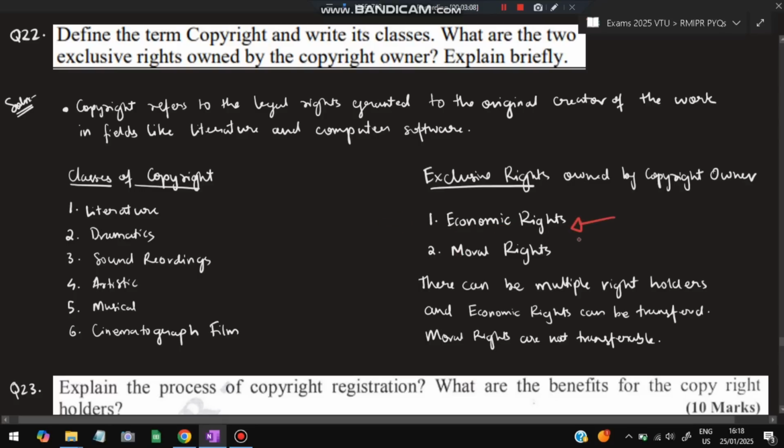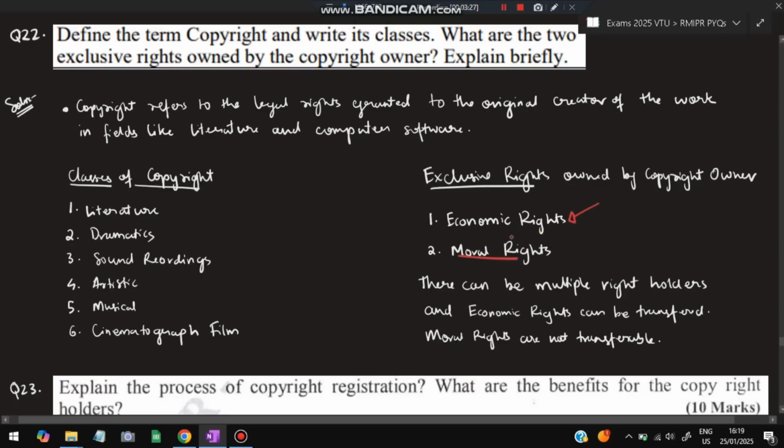So what do financial benefits include? Reproduction, distribution, public performance, broadcasting, translating, and adapting the work into different forms. That permission only the owner has, exclusively. If something is to be performed by someone else, permission has to be taken.